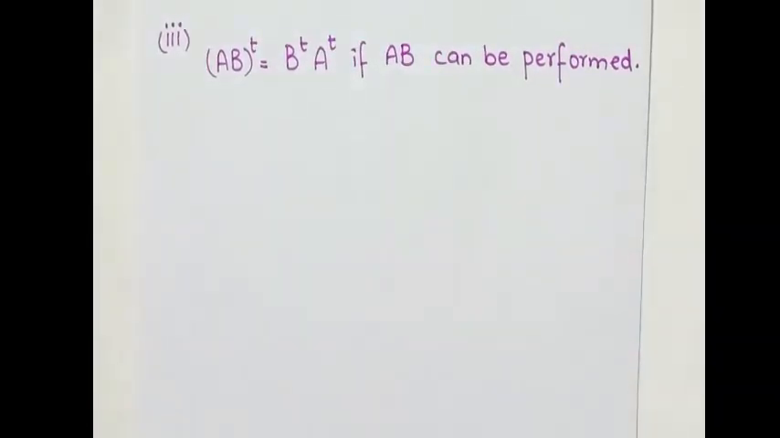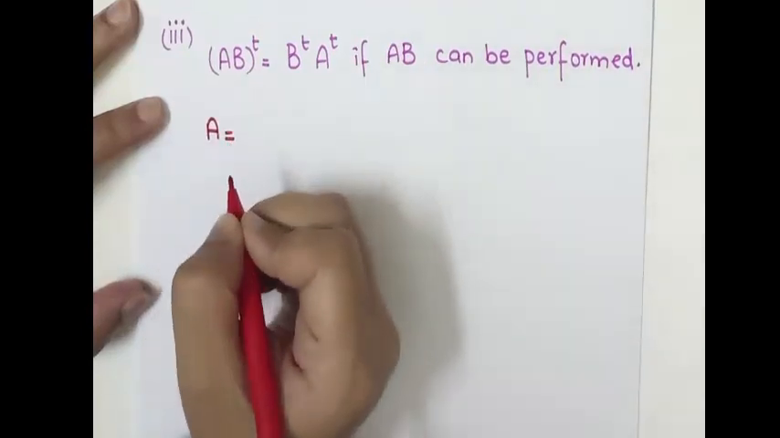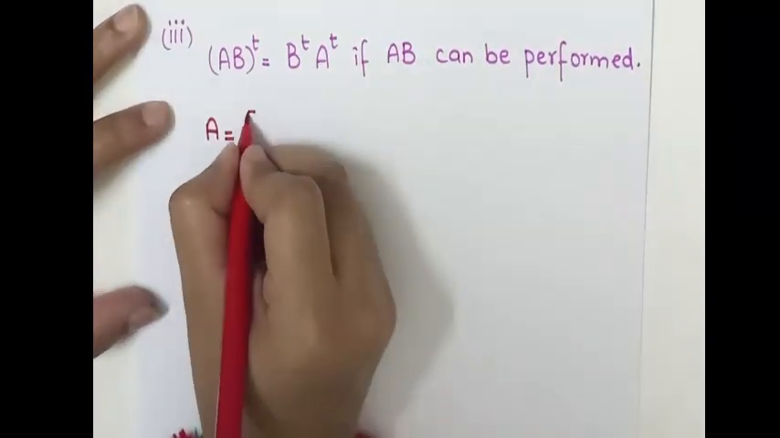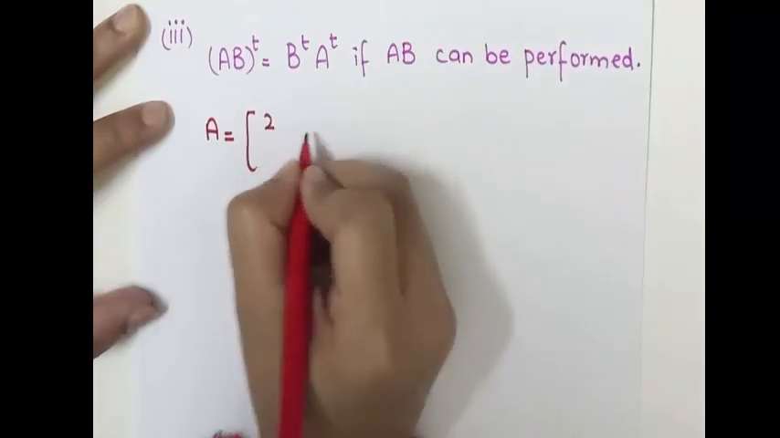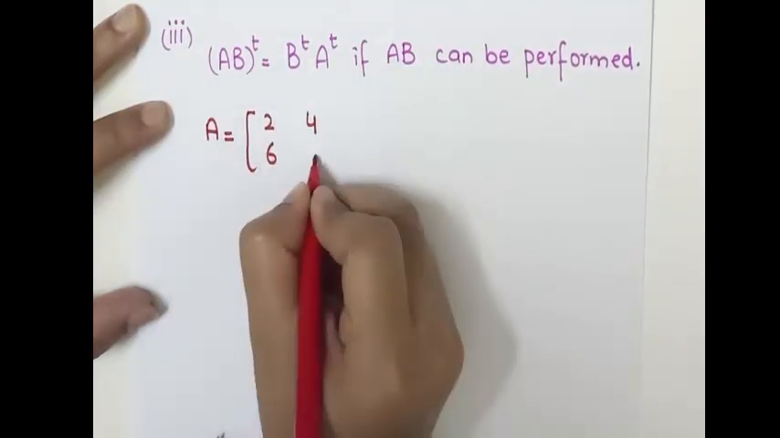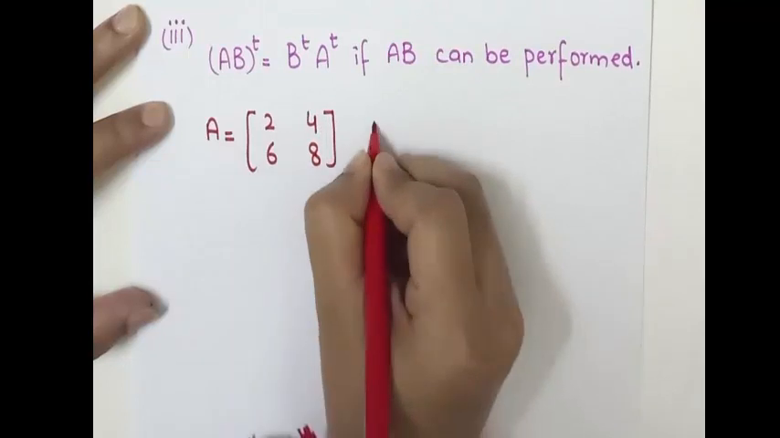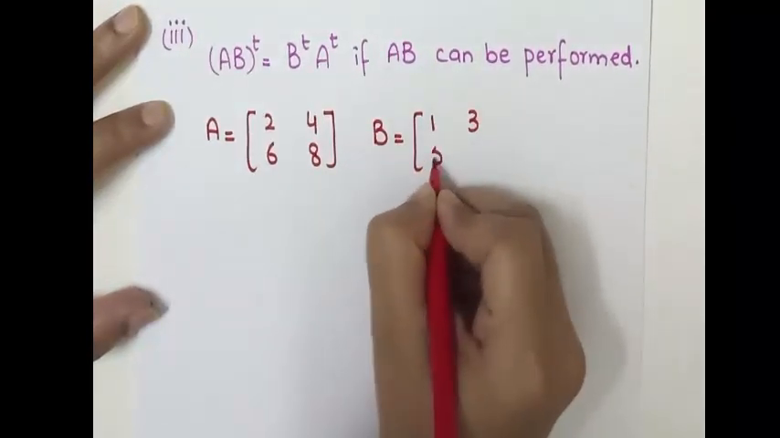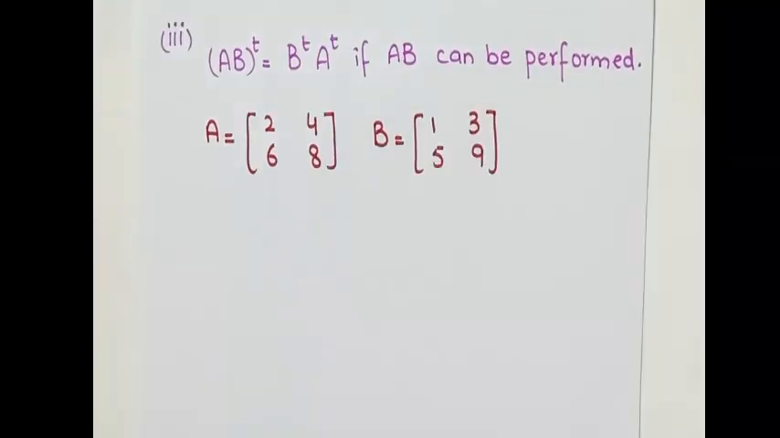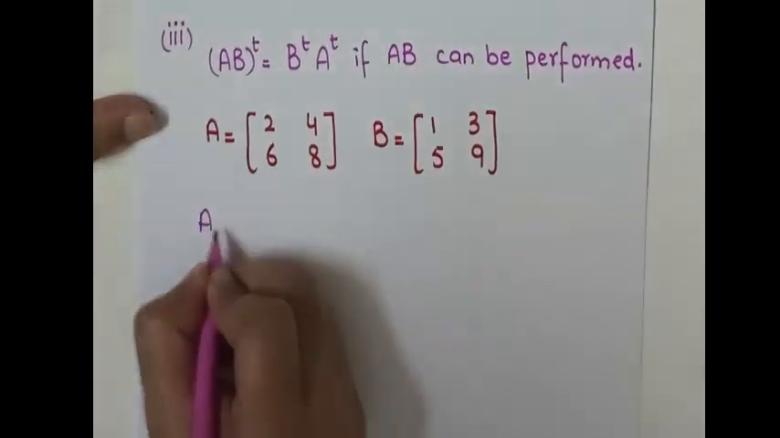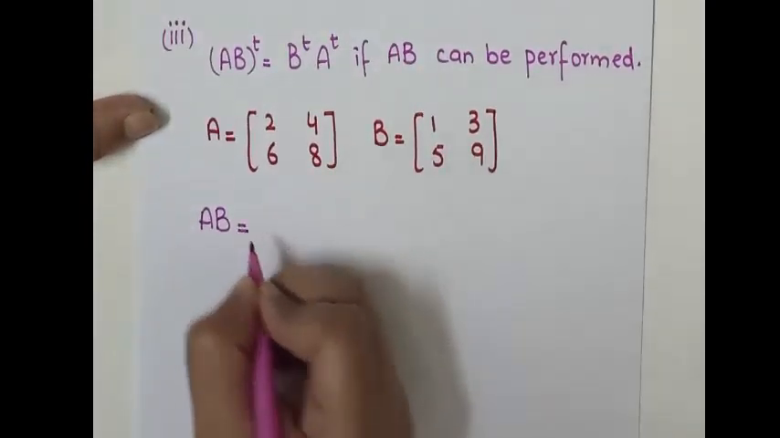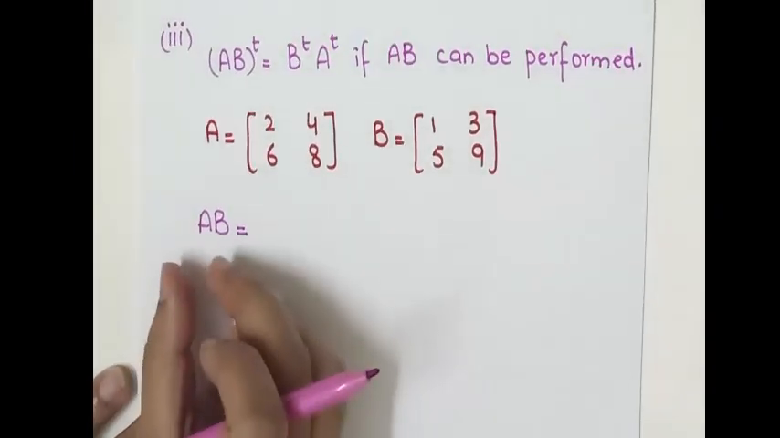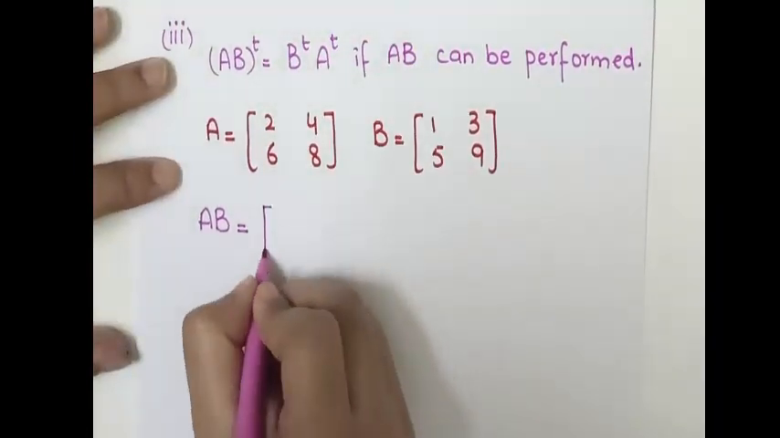Okay, again we will take the example of a 2 cross 2 matrix. We suppose the matrix A to be equal to 2, 4, 6, 8 and matrix B 1, 3, 5, 9. So first we will take the left hand side of the equation, which is AB whole transpose. For that purpose, first we will multiply the matrices A and B.